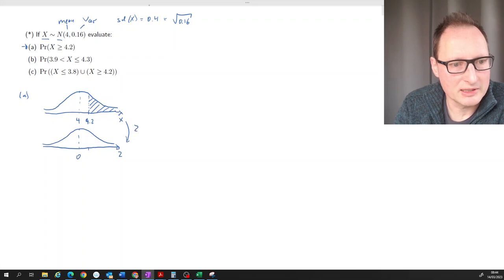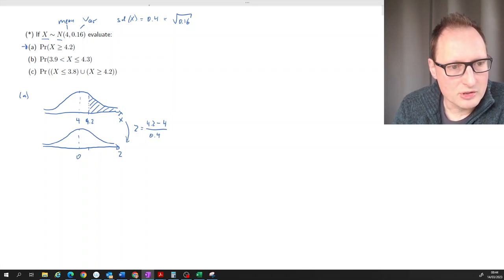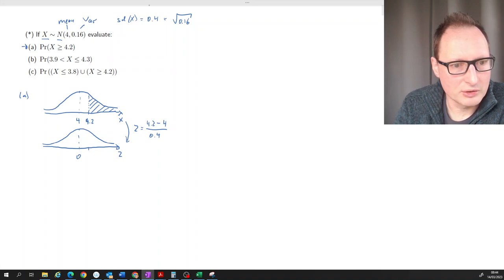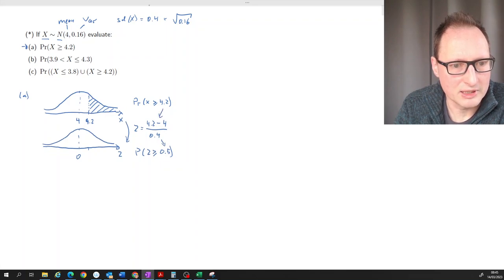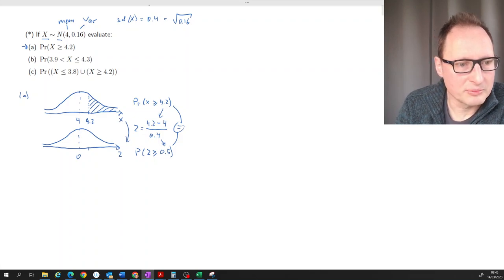Well, we translate by calculating z is equal to 4.2, the value we are looking for, minus the mean, which is 4, divided by the standard deviation, which is 0.4. So here we are looking at the probability that x is larger or equal to 4.2. And that's going to be the same as the probability that z is larger or equal to, and what do we get here? 4.2 minus 4 is 0.2. 0.2 divided by 0.4 is 0.5. So we translated this value using this formula into this. And these two probabilities are the same, so that we can read from the table.